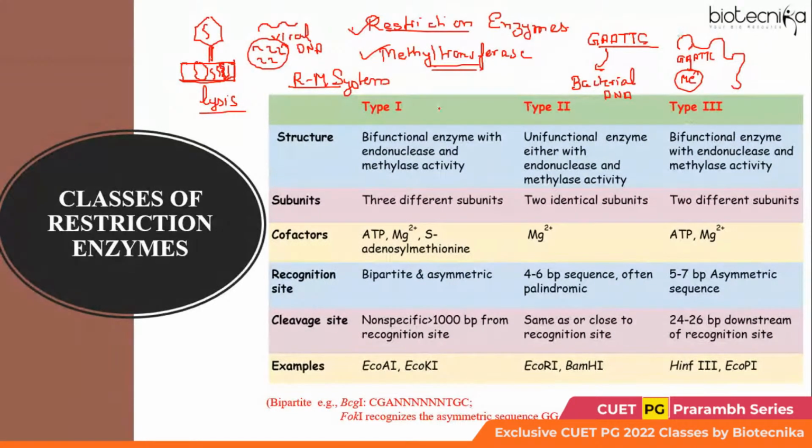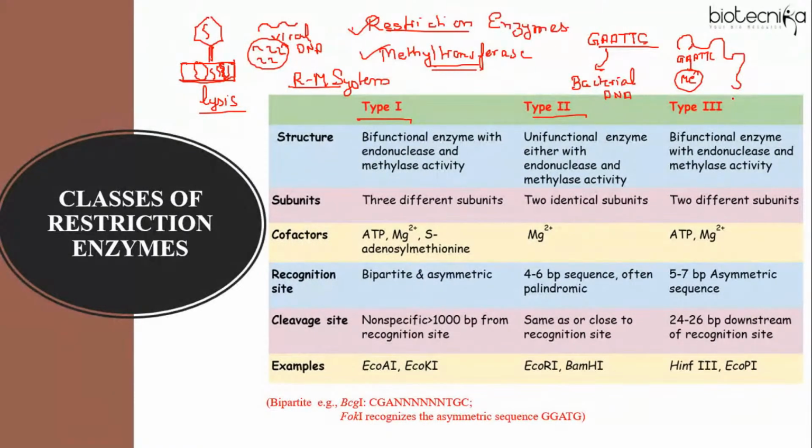Right? Now let's quickly move on to classes of restriction enzyme. You can see there are mainly three classes of restriction enzyme. Three different classes of restriction endonucleases are there, and type 1 and type 3 are actually a little bit complex, and they have a biological significance, but they have a limited role in genetic engineering. It's the type 2 endonucleases which are most commonly or majorly used in gene cloning.